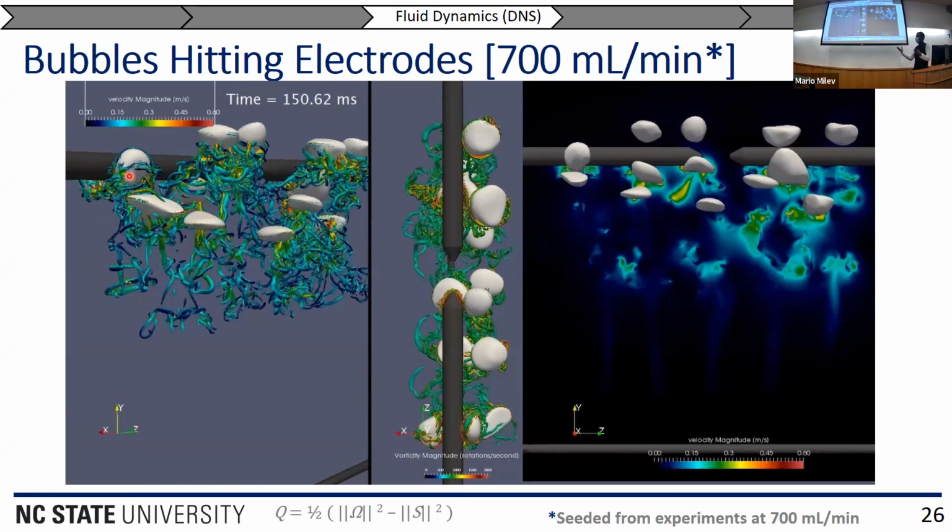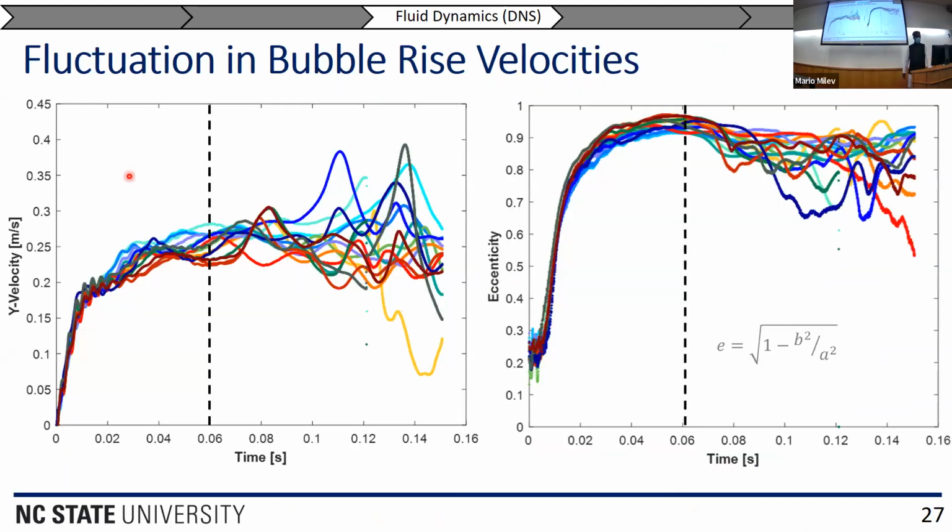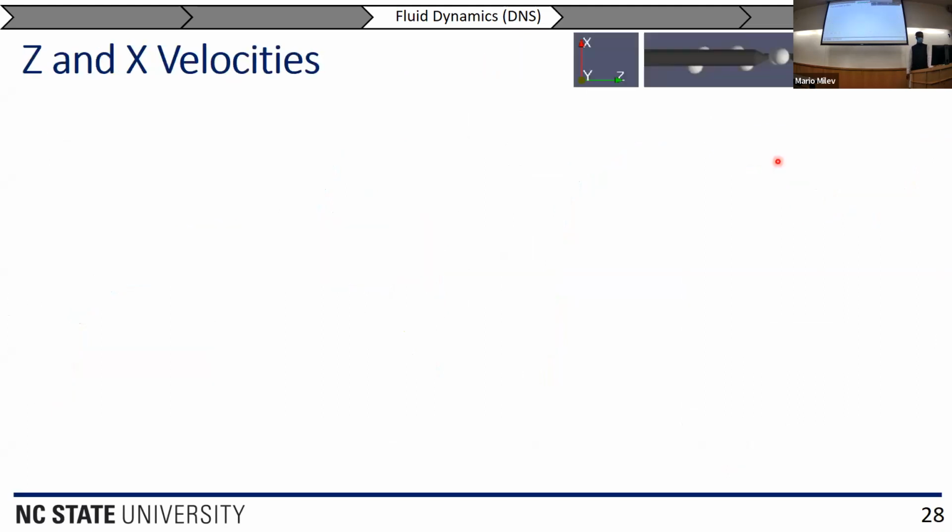And so I used this simulation to generate images to look at the bubble shapes near the electrodes, which we'll see in the future. Before that, I'm going to just look at the bubble rise velocities to search for any trends. And what we see is right around 60 milliseconds after the simulation starts, the bubble rise velocities start to go kind of all over the place. And so we see that both in terms of the rise velocity and the eccentricity, where the eccentricity peaks, which we noticed in the experiments at 50 milliliters per minute, and starts to spread out. And that is also matched with a fluctuation in the bubble rise velocity.